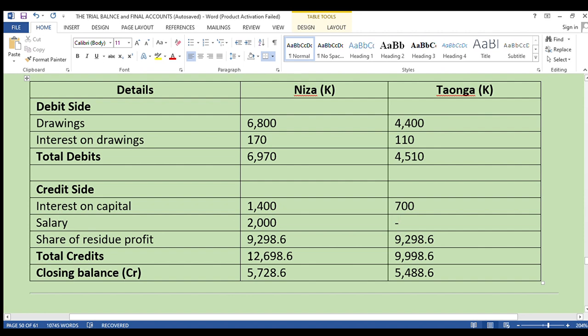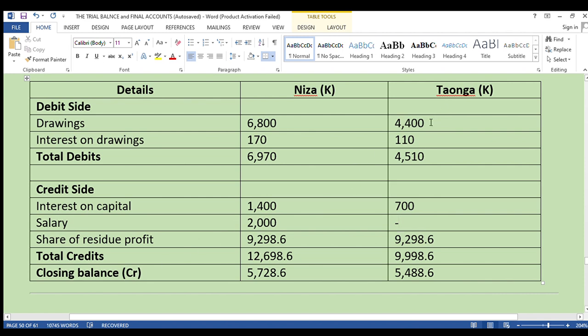So when we do this minus this, that is total credits minus total debits, we're going to get the balance, right? Which is this. The difference between total credits and total debits will give us the closing balance. Since the credit side has a bigger number, we're going to have the closing balance on the credit side.